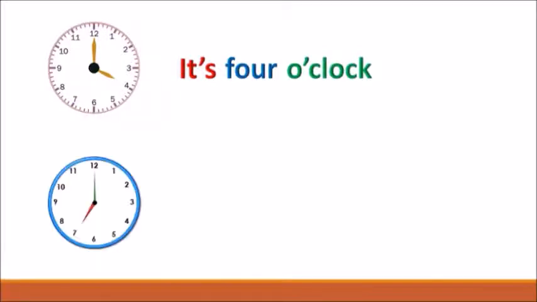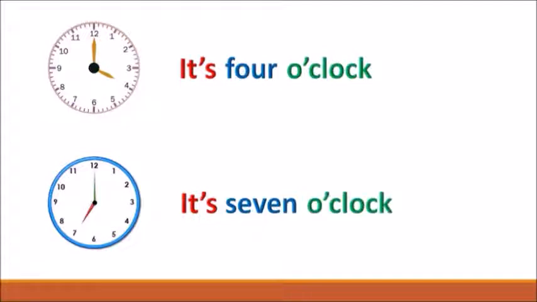Okay, what about this picture? What time is it? And again, we start the sentence with the word it's. Now, look at the hour hand. It's. Very good. It's 7. And the minute hand is pointing at number 12. So, it's 7 o'clock. Remember that if you have questions, you can ask your teacher in the chat.